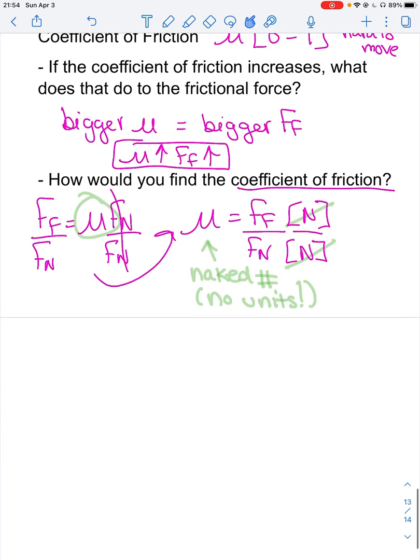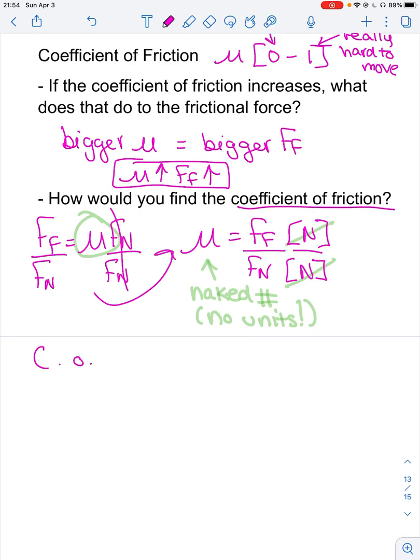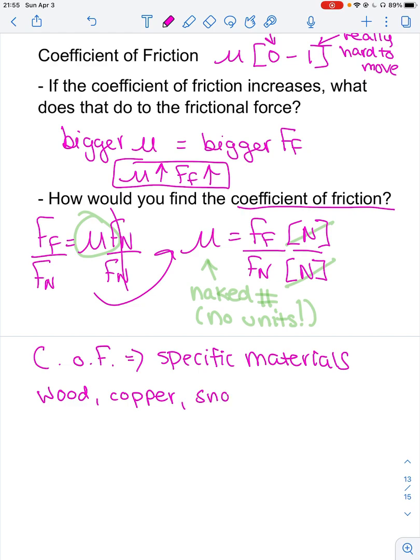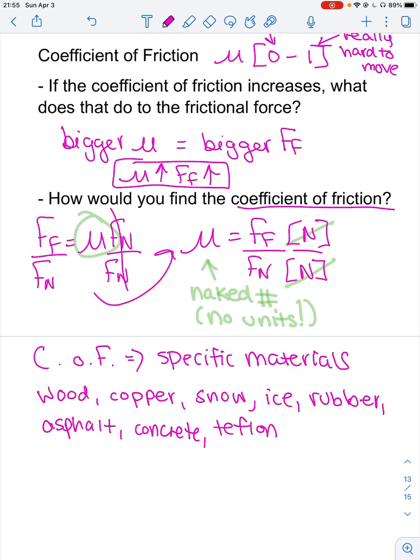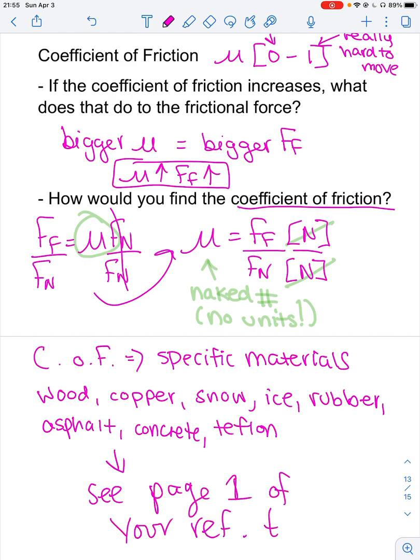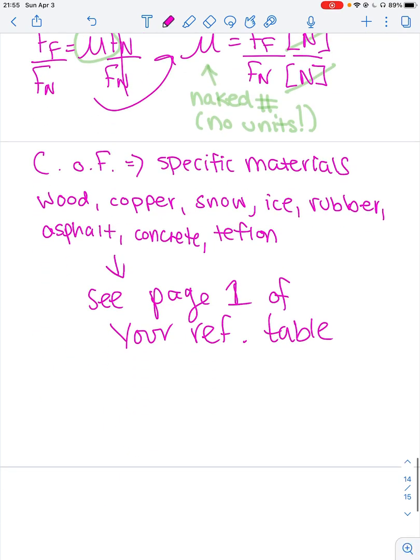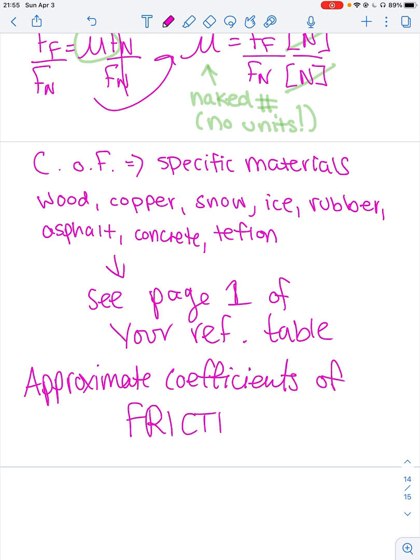Okay? One last thing in terms of the coefficient of friction, COF. If you see specific materials in the word problem, okay, I'll give you an example, right? Like wood or copper or snow or ice, rubber, asphalt, concrete, and Teflon, or anything of that nature, see page 1 of your reference table. Okay? There is a chart there that is going to help you out, and it is called Approximate Coefficients of Friction. Okay?